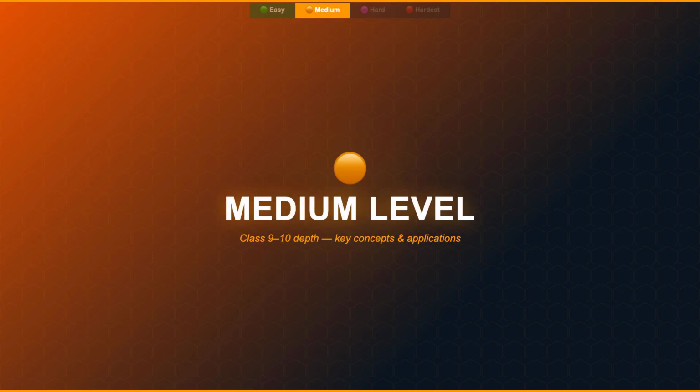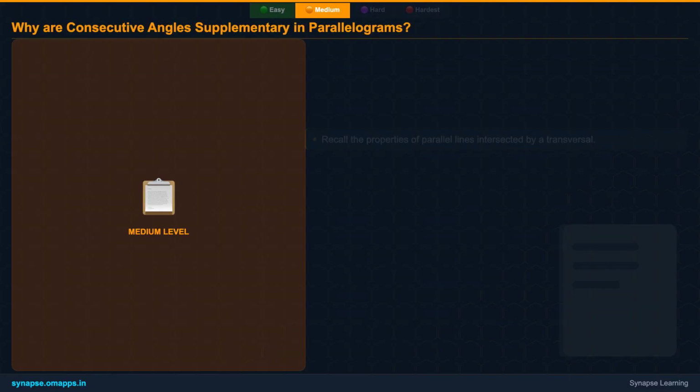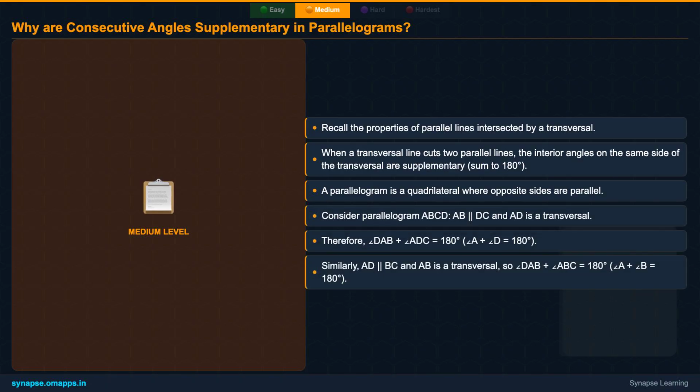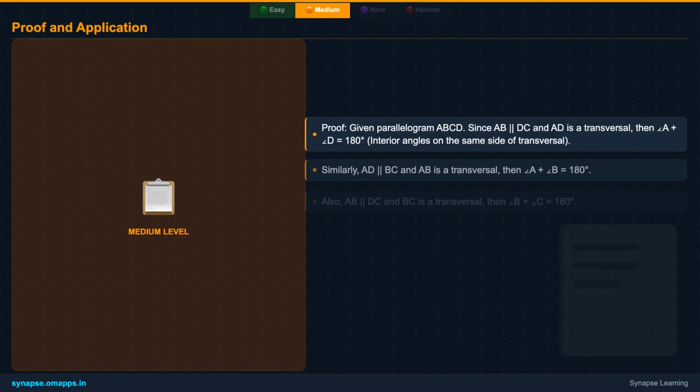Great! Let's level up and explore the why behind this property. We just learned that consecutive angles in a parallelogram are supplementary. But why? The answer lies in parallel lines. Remember when a transversal line cuts through two parallel lines? The interior angles on the same side of the transversal are supplementary. Since opposite sides of a parallelogram are parallel, this property directly applies to its consecutive angles. This connection is fundamental. Let's formalize this.